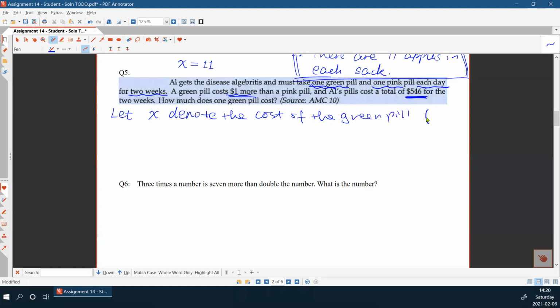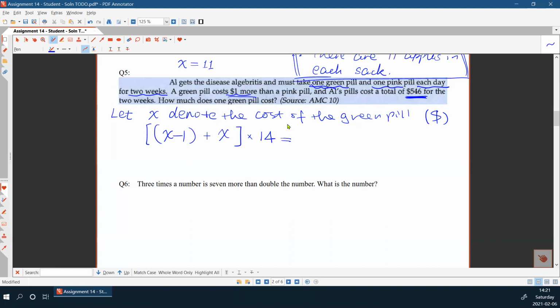Okay, the unit of your X is dollars, right? So it tells you that a green pill is $1 more than a pink pill. So the pink pill costs X minus 1, right? So a pink pill plus a green pill costs you X minus 1 plus X. Okay, for 2 weeks, that means 14 days. So for 14 days, this will cost you X minus 1 plus X times 14 days. This is your total cost, right?